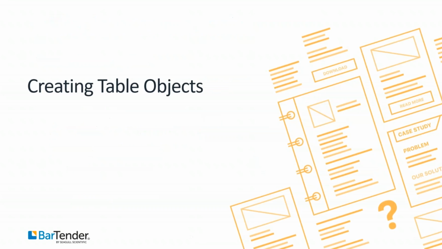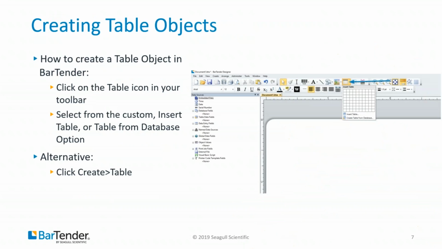So creating a table object in BarTender is going to be pretty straightforward. What you'll want to do is click on the table icon up on your toolbar, and then you're going to select, and it's important to know, if you want to select just the insert table option, that's just going to be your standard, static table, or you want to create a table from a database. And the second scenario is going to be what I mentioned earlier, where the data itself is sourced from a database, and that connection is independent of that on the table.